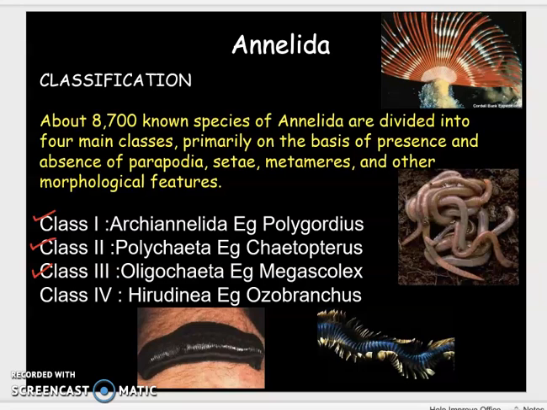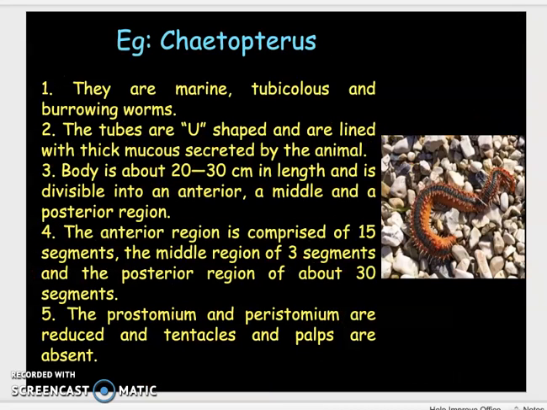Welcome back, students. We will continue with the video lecture of phylum Annelida, and we were discussing the polychaete worm example, Chaetopterus. So let's continue with the Chaetopterus. It is a tube-dwelling form, and it is called a parchment tube worm, or also a paddle worm.